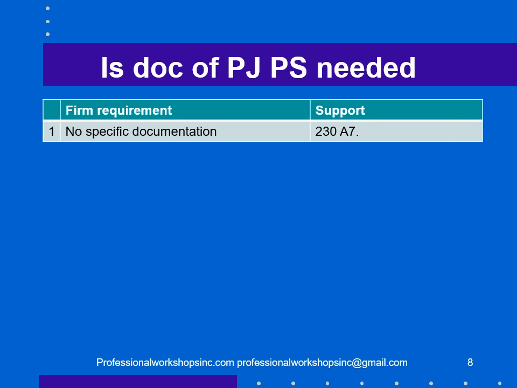So let's specifically consider, and this is perhaps in too much detail, but let's go through, do we need to document what 220 paragraph 7 requires us to do? Document that we use professional judgment and professional skepticism. And what should the firm require? Well, the first choice is no specific documentation. Our support for that is 230A7, and we've decided we don't need to do anything specifically about that.